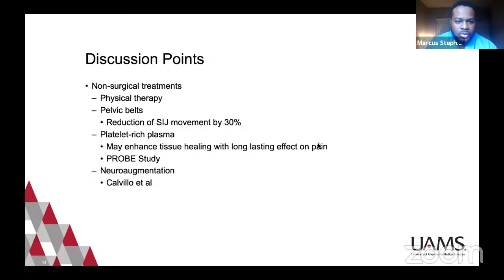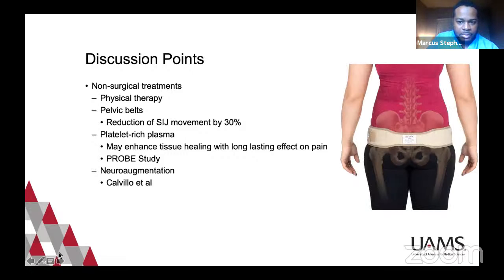And then also with non-surgical or non-fusion techniques, there was neuroaugmentation. So there was a group that looked at SI joint pain post-arthrodesis in two different patients. And these patients got 1 week of stimulation at S3 followed by a neuroprosthesis. And so those patients actually had 60% pain relief at follow-up. And this is just an example of the pelvic belt.